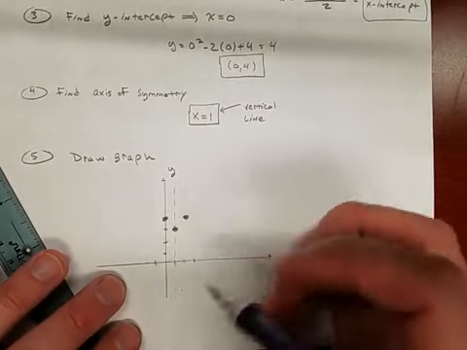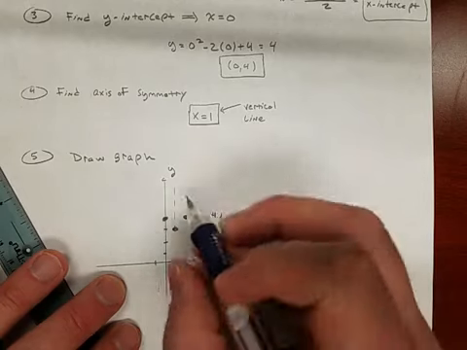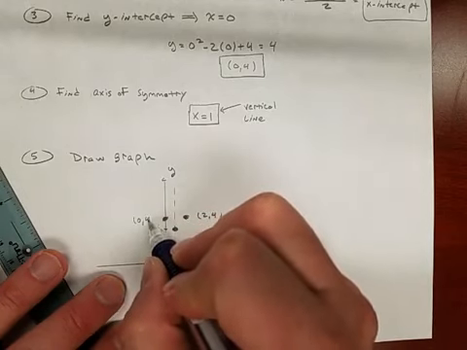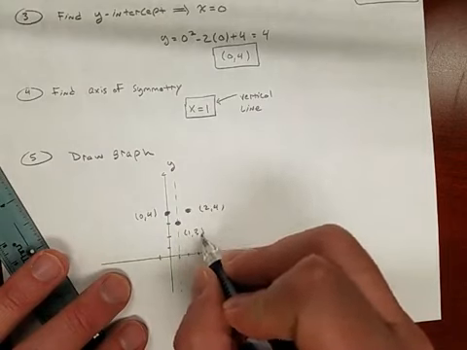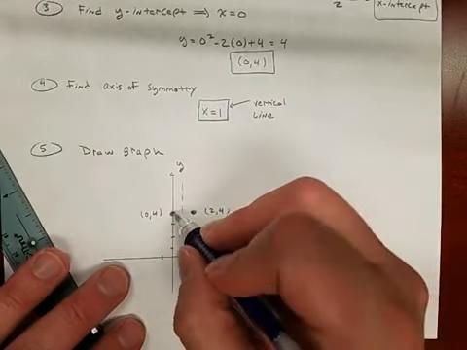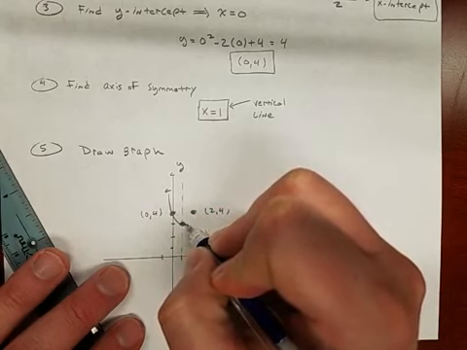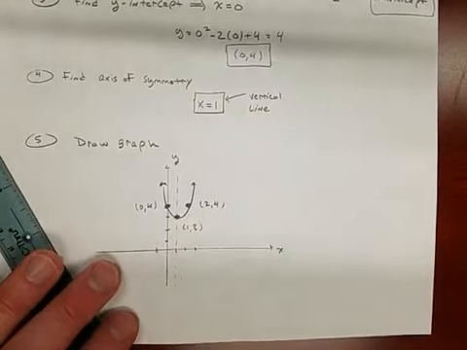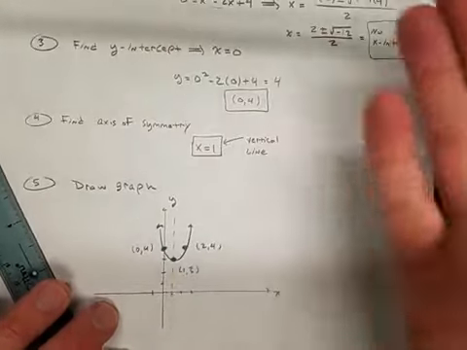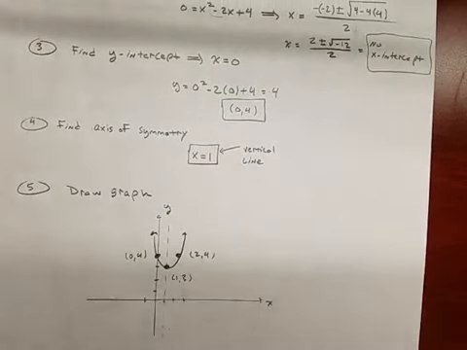Let's label them. This point is 2 and 4. And this point is 0 and 4. And that point's the vertex, 1 and 3. And what is the shape otherwise? It's a parabola, which I drew originally for you already, but that's what this one looks like with these points. We did the math, we found that those points are on there, and now you have the graph.